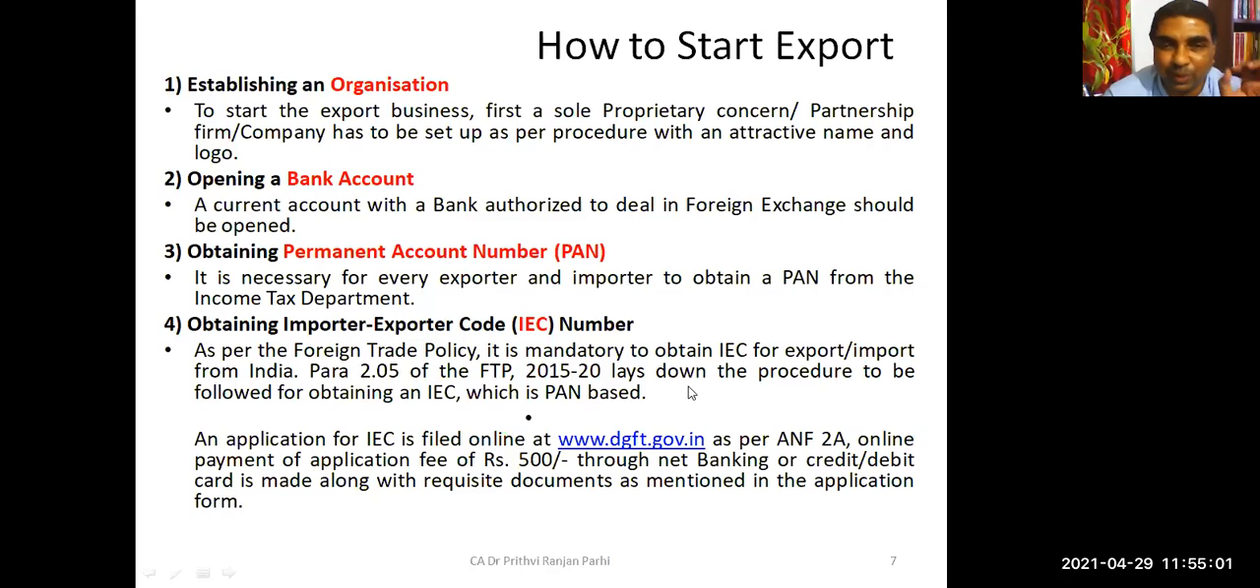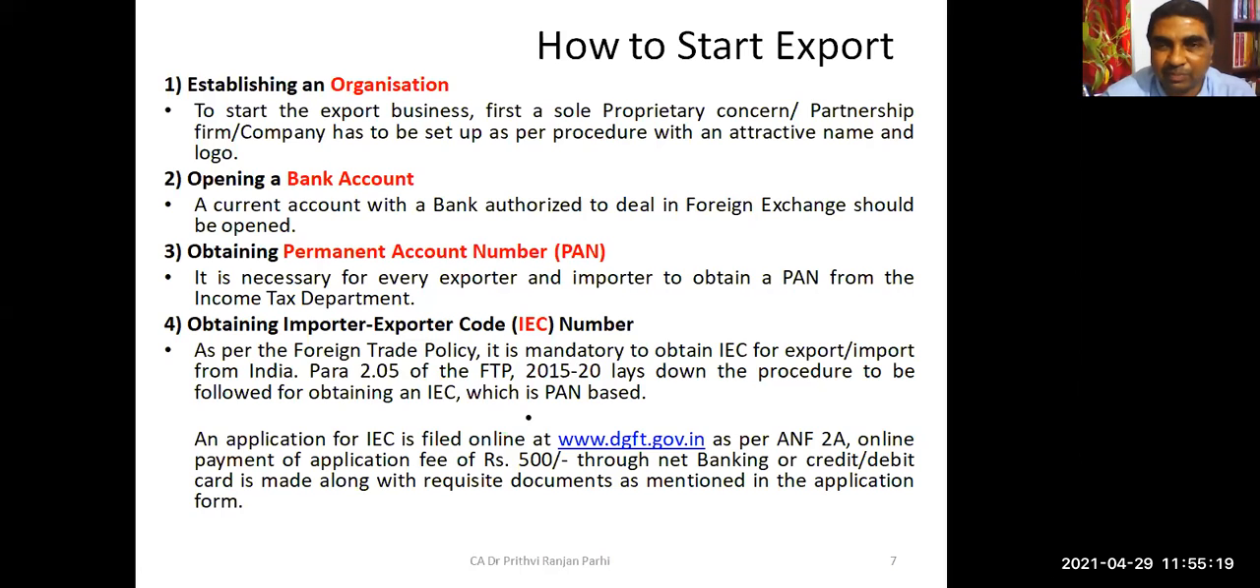Without this code, export and import is not possible. This code is PAN based, it is linked to your PAN. So first PAN is required, then the IEC code is required to start export. Okay, understood up to this? These four steps are over, then we will go to the next step.